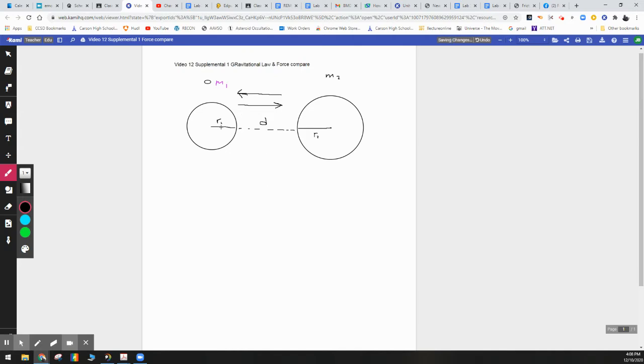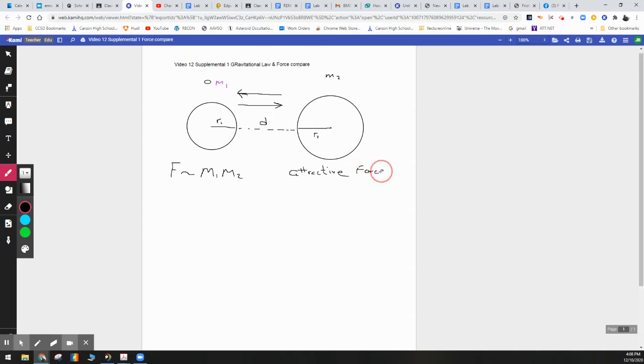So what Newton thought about when you have two objects is that there's an attractive force. The force is proportional to m1 times m2, and it's attractive. Gravity is an attractive force.